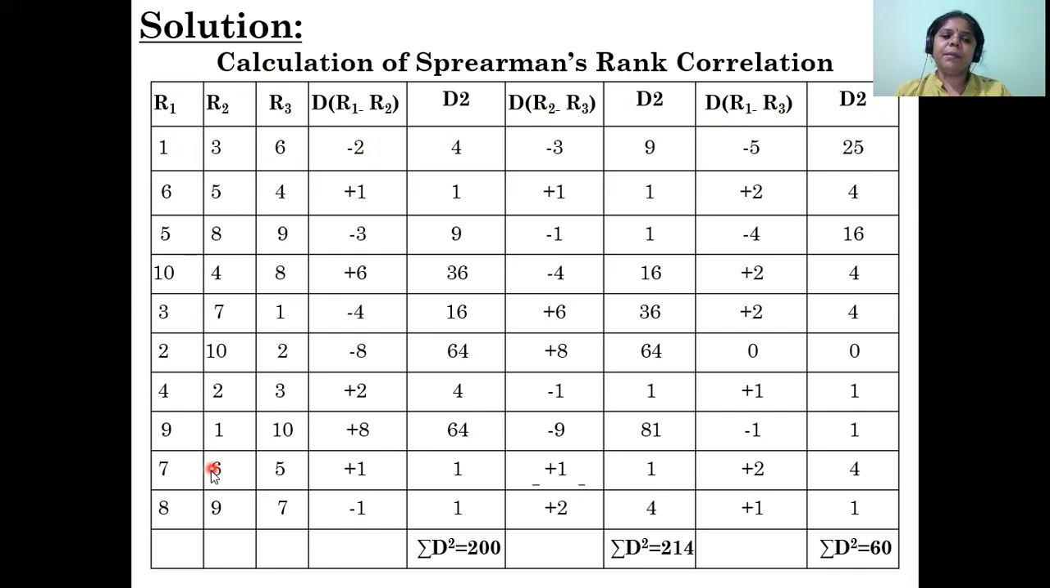Now, as it is, similarly, you write down all the values assigned by judge A, judge B, judge C, like that. So R1, R2 and R3.